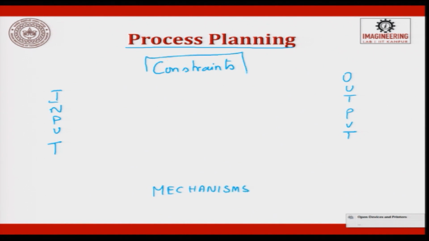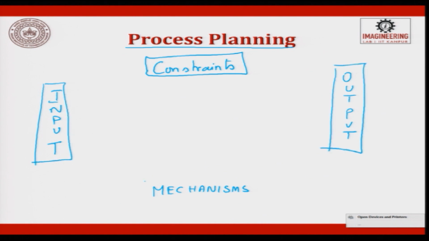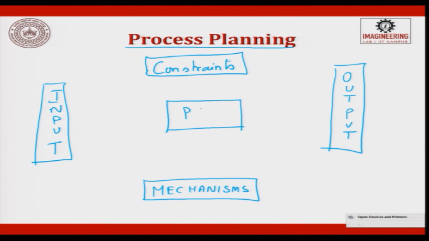So, constraints, as I told you, gave an example of cooking: inputs, then you will have outputs, then mechanism. So, here is a process plan. Okay. So, what are all the inputs required? He has to have the knowledge of every process. He has to understand what the facility layout is. He has to understand where the machines are, how the machines are, how much time it takes.